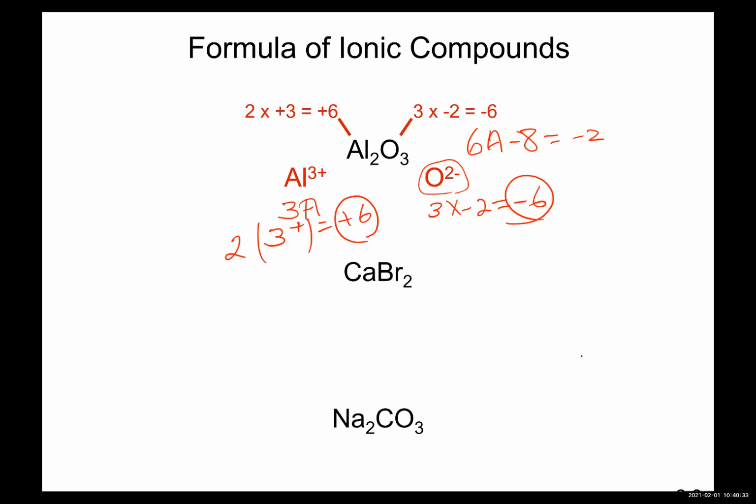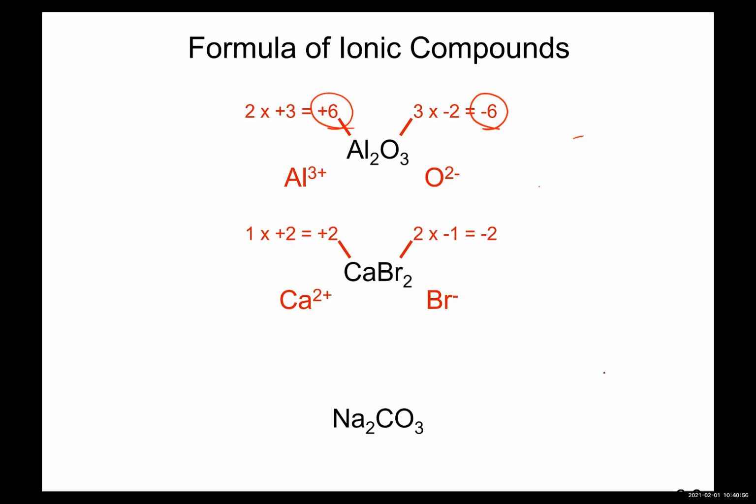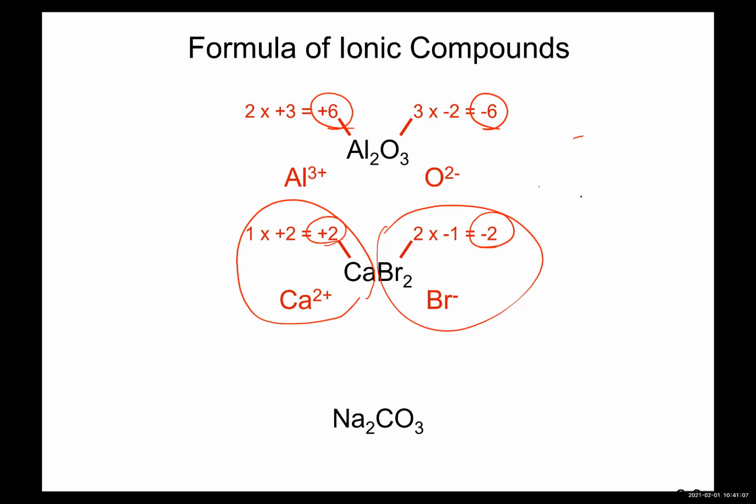Do you see -6 and +6 add up to be 0? Well, calcium bromide. Is the formula of calcium bromide correct? Yes, calcium is +2, it's in group 2A. Bromine is in group 7A, 7 minus 8 is -1. And you have 2 of -1, so -2, and you have 1 of +2. These two add up together to be 0. So that is the correct formula for this ionic compound.